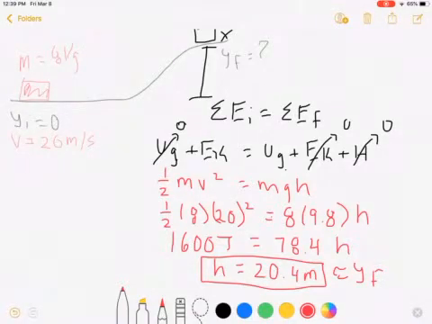It will be 20.4 meters from the ground, and that's assuming, again, that friction is negligible, so there's no kinetic energy that is transferred to heat, and that all of the kinetic energy is transferred to potential energy. And if that is true, then the object will reach a height of 20.4 meters.